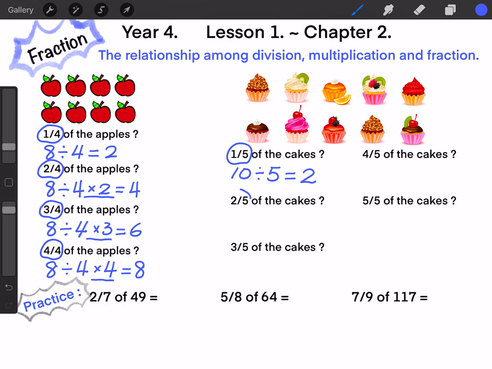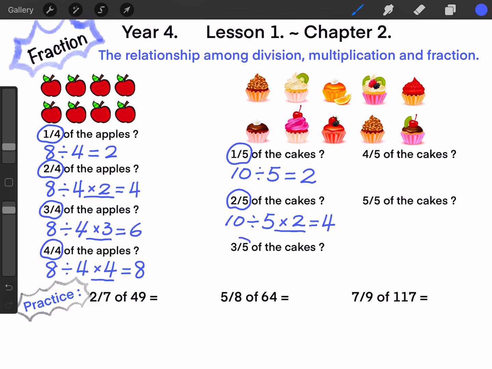Now, what about 2/5 of the cakes? 2/5 means we divide 10 cakes into 5 equal groups, and then in 2 groups, totally there are 10 divided by 5 equals 2, 2 times 2 finally equals 4. So 2/5 of the cakes equals 4 cakes.